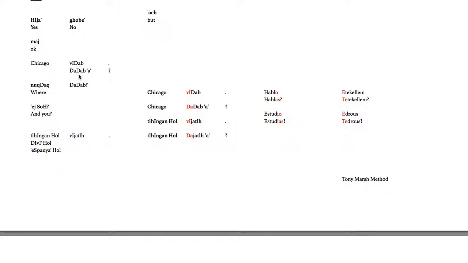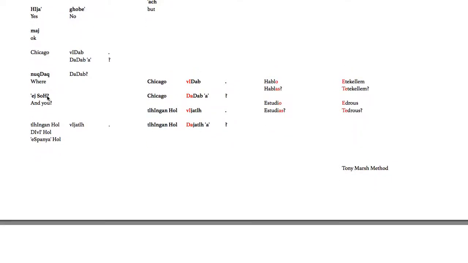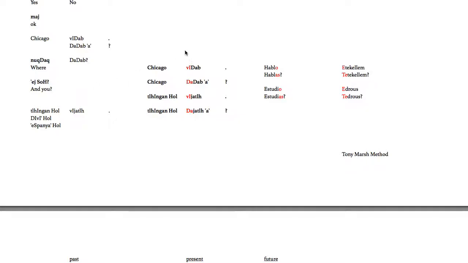All right. If you want to practice, you can practice writing this. See if you can learn it. And you, edge soch. What was this? Chicago vidab. Chicago dadab a. Right. I live in Chicago. Do you live in Chicago?